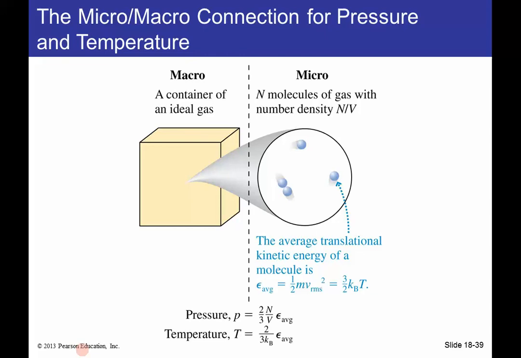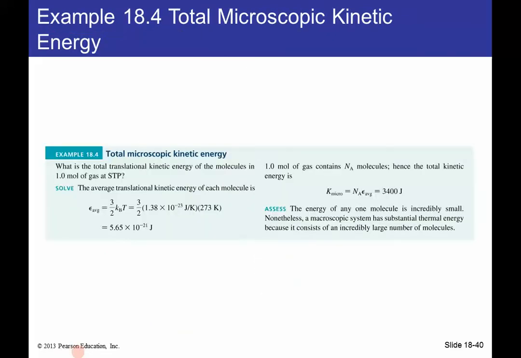And this is the main point of this video, the macro connections. In the macro world, we have pressure, temperature, volume, these macro quantities that we measure. Here we have v RMS, the speed of the particles, and the average kinetic energy, and we connect them. We connect them how? We use this equation and this equation to connect these two worlds. All right.